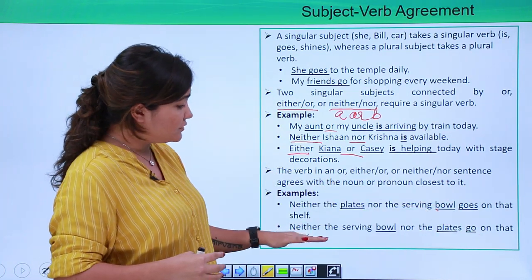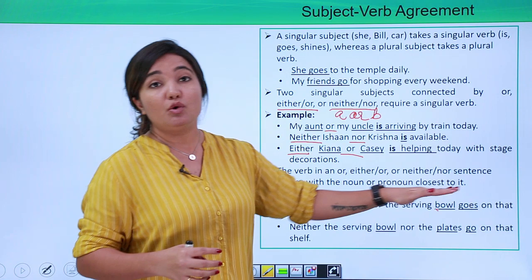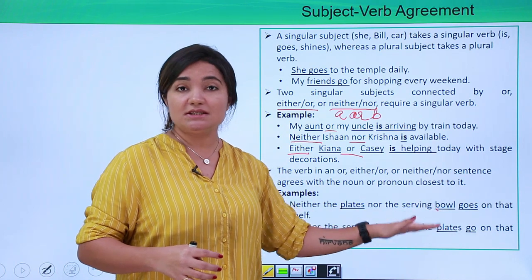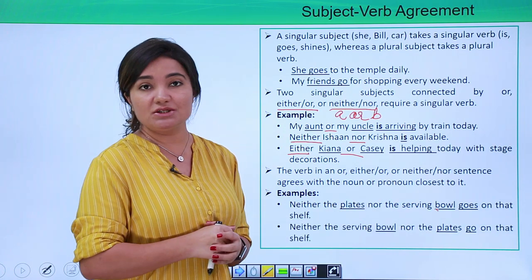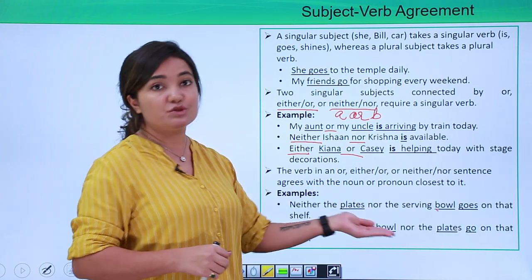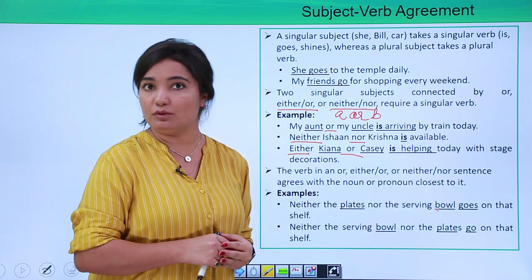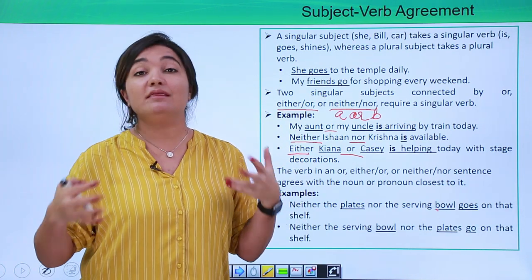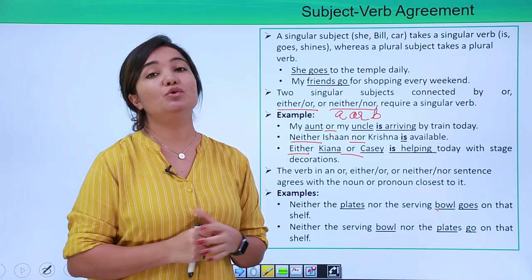Now here, neither the serving bowl nor the plates go on that shelf. Which subject is closer to the verb here? Plates is closer to the verb, right? And because it is closer, it has the power of possession, and it is going to dictate the rule we are going to use here. So plates, which is a plural subject, is going to take a plural verb, right? So in case you have different singular or plural subjects, whichever is the closer subject to the verb is going to dictate the rule you're going to use there.